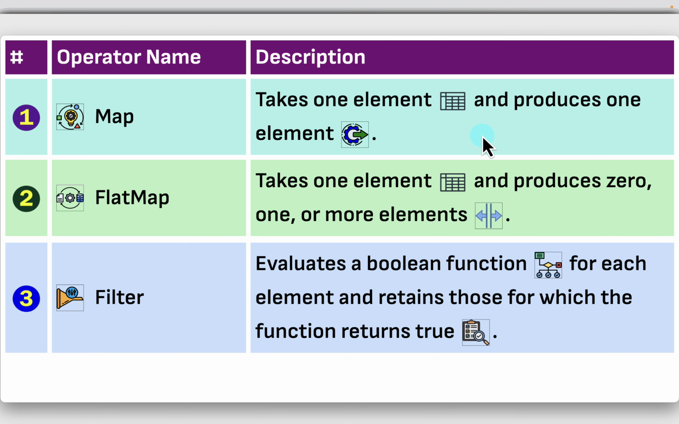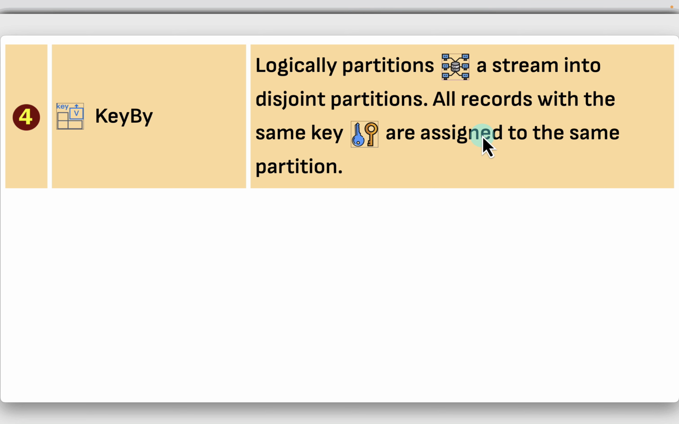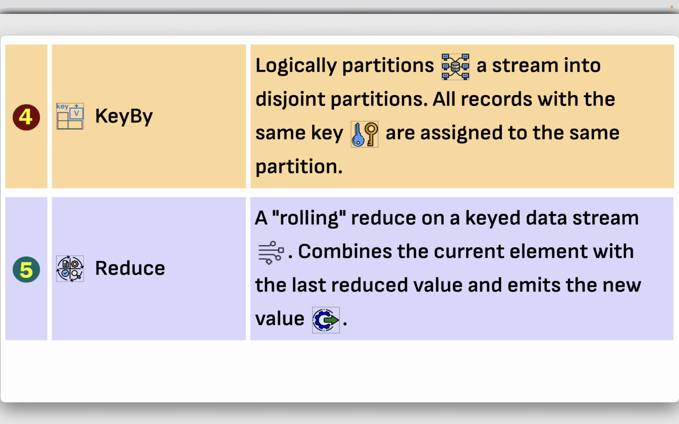Filter operator. It evaluates a Boolean condition for each element and retains those for which the function returns true. Then we have the key by operator. It logically partitions a stream into disjoint partitions. All records with the same key are assigned to the same partition. Then we have the reduce operator. This is a rolling reduce on a keyed data stream. It combines the current element with the last reduced value and emits the new value.